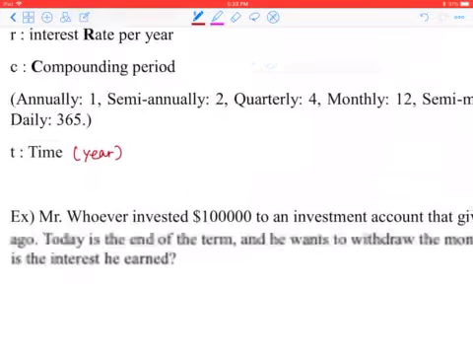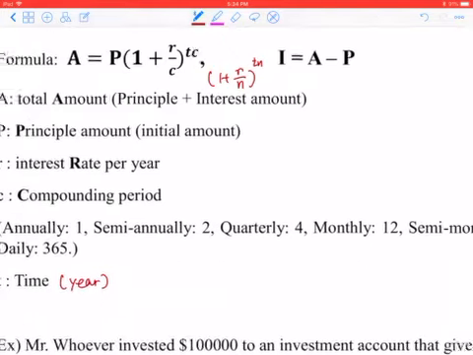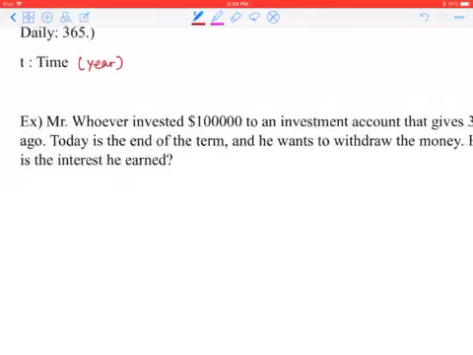Oh, by the way, your textbook may say it is 1 plus R over N and then Tn. Now N, C, they're the same thing. I just chose C because, to me, it feels more natural because it represents compounding period, right? It starts with a C rather than N. That's why.